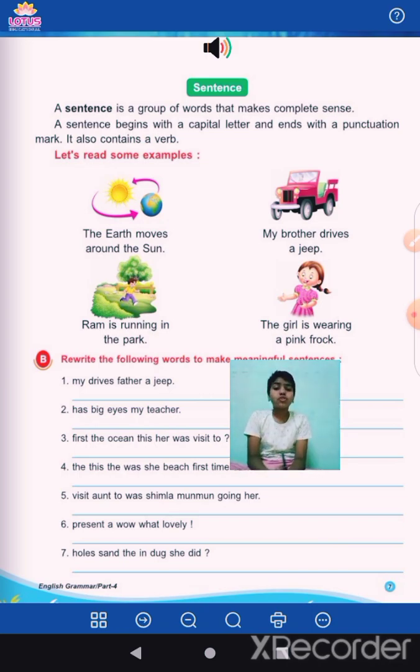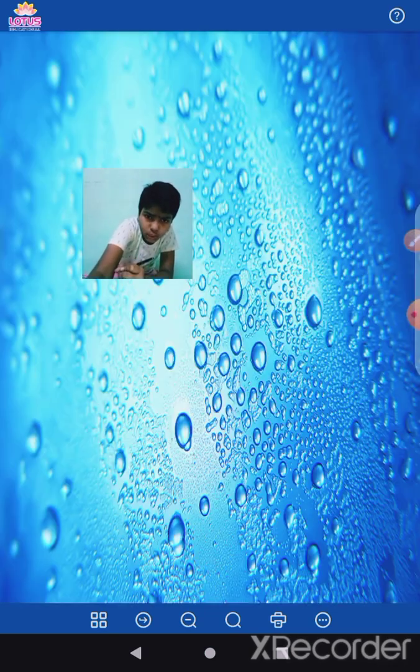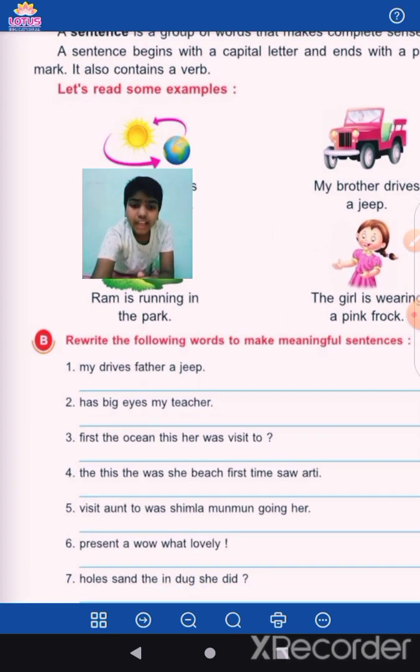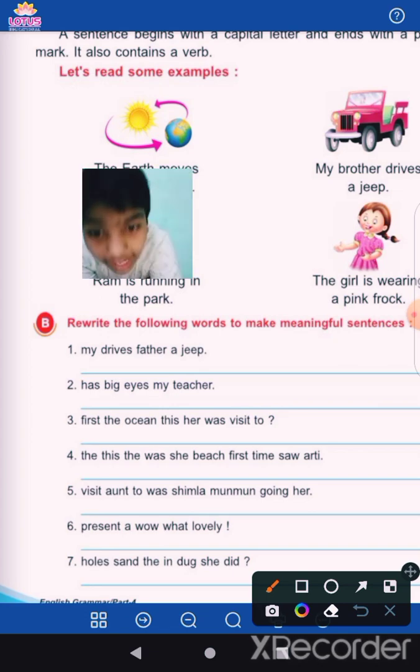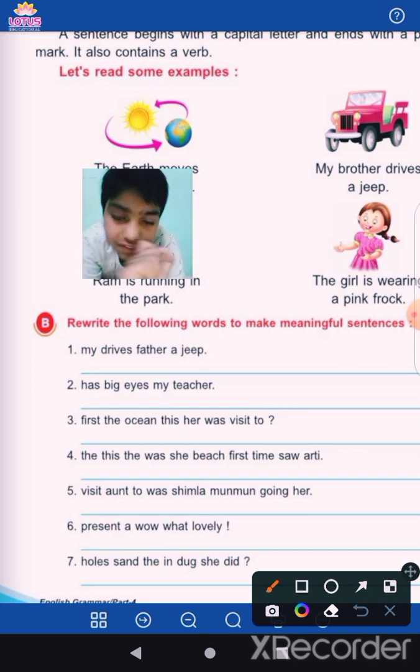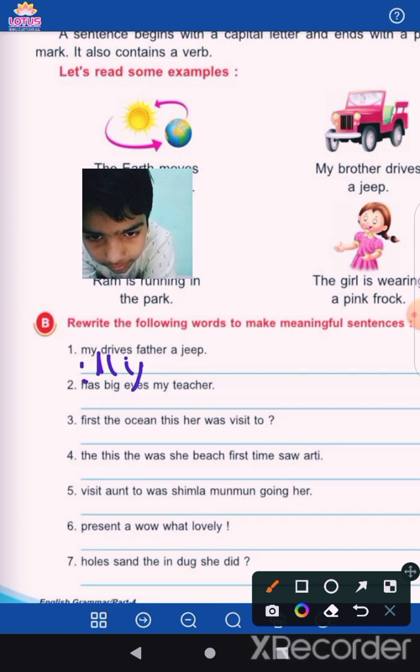So will you try to answer my challenge? So let's see a question. Your question is, rewrite the following sentences to make meaningful sentences. So here, my drives father a jeep. No sense. My father drives a jeep. Our correct sentence. So see, my father drives a jeep.